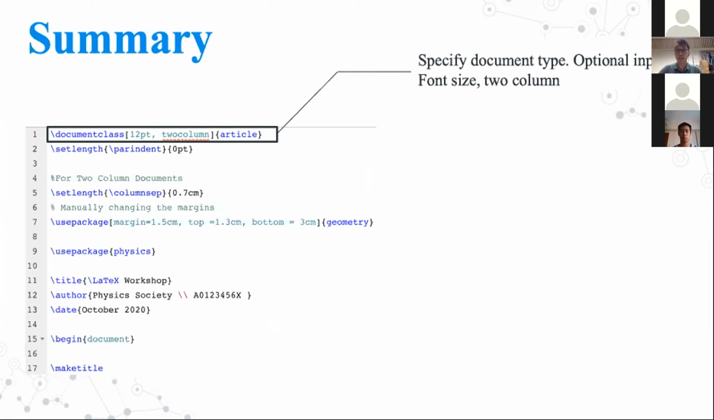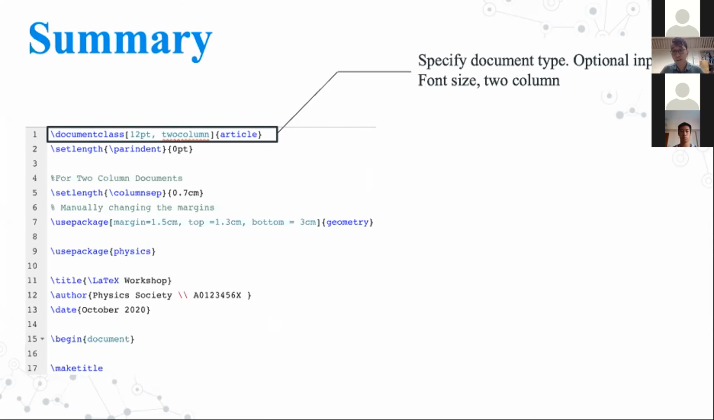For example, you can specify your font size from one of the three default font sizes, which I stated just now. If you want a two-column document, you can put it in here, comma, twocolumn. Or if you don't, it's also fine. LaTeX will just do its default thing. You can play around with it later.